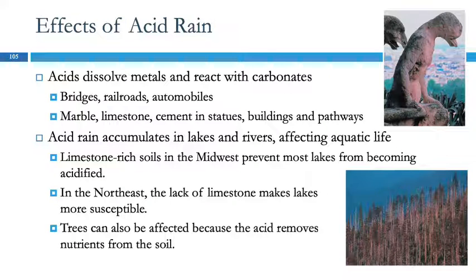So what happens when acid rain comes down? Well, acids react with a lot of different things. Acids can dissolve a lot of metals. Not all of them, but a lot of them. They also react with carbonates. So metals, there's metals in bridges, railroad ties, your car. So we get rust and things degrading. Marble, limestone, cement, these all have a significant amount of carbonate in them.